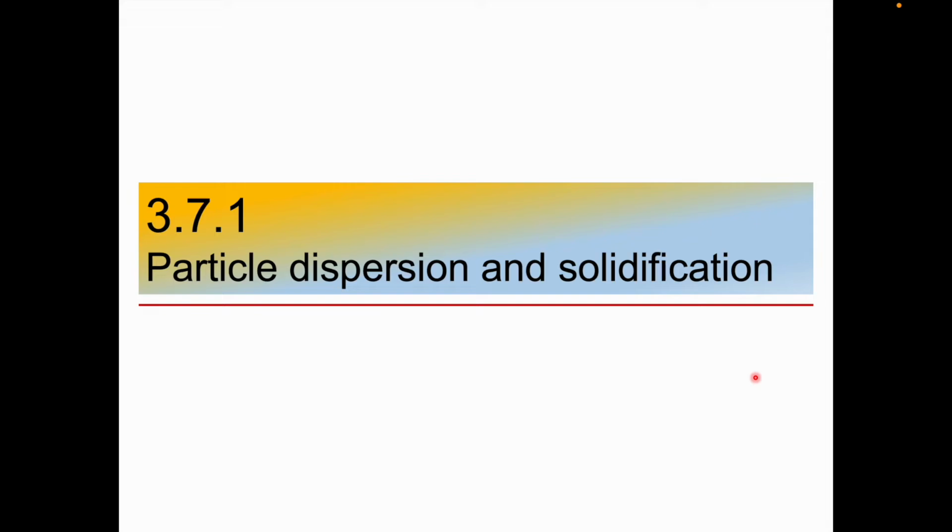Let's go on to the first part, which is about particle dispersion and solidification. Dispersion is a term used in statistical study. In simple words, we can say it means variation or differences. Solidification means becoming harder, hardening.